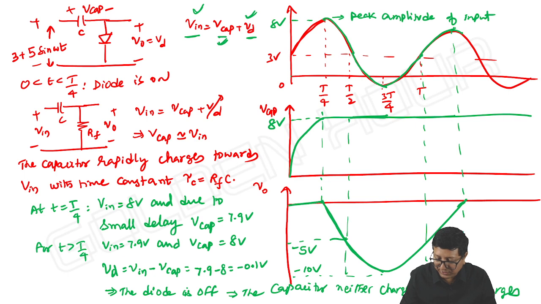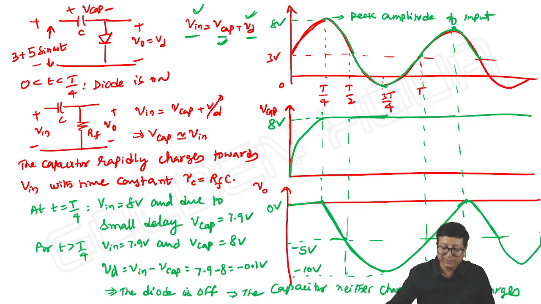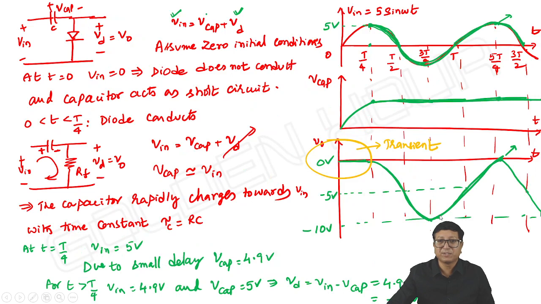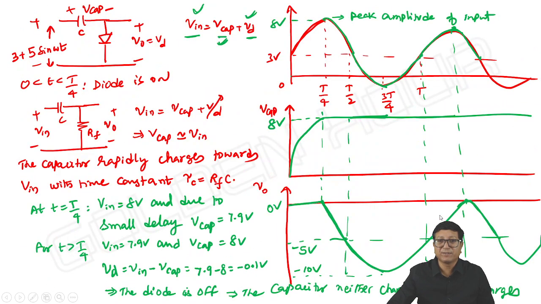Further, when input reaches 8 volts, by that time output reaches only 0 volts. Output is completely negative. Output is negative means voltage across the diode is negative. Diode cannot conduct. Hence, the capacitor can neither charge nor discharge. Further, input is falling by 5, output also falls by 5. It continues. Are you not getting the same shape as that of the previous one? Whatever the shape you have here, the same shape you can see even here also.